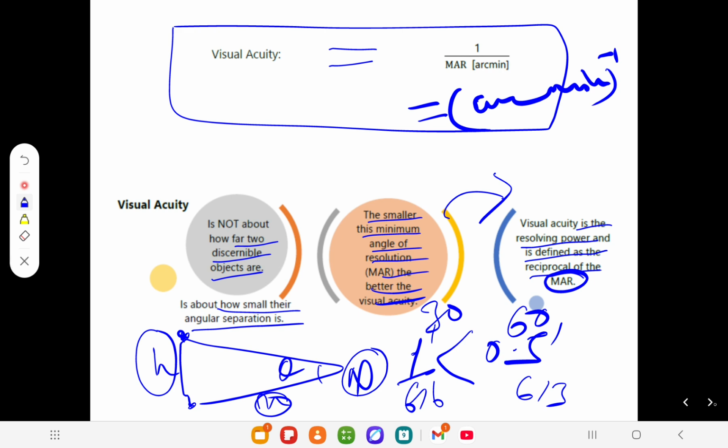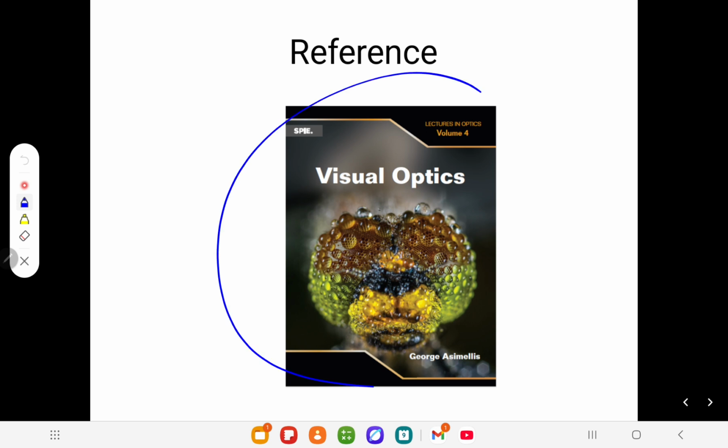Okay. So finally, the reference from only one book I have taken, that is from Professor George Ismail, is my favorite. Please pick this book and just see what happens. It's a magical book. Okay.